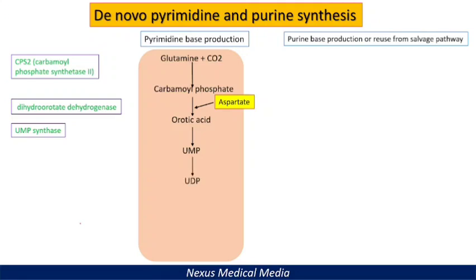Next we will form UDP. This is just phosphorylation. We just added one phosphate, uridine diphosphate. Right, so from uridine diphosphate we can form cytosine triphosphate, or we can form deoxyuridine diphosphate. Right, and for this step the enzyme is ribonucleotide reductase.